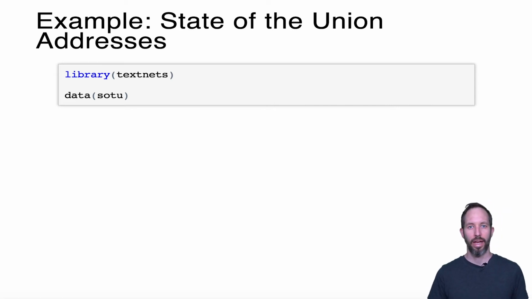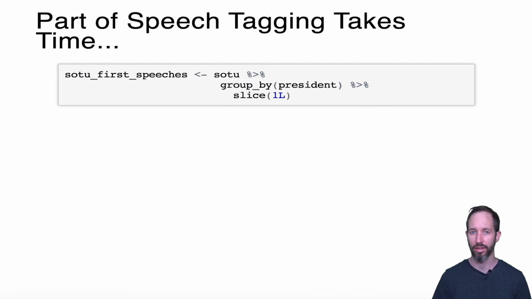So the TextNets package comes with a data set that is the State of the Union data, the same data that we were just looking at in the Rule et al. paper. So you can load the package and then load the data set using the data function. And then if you want to browse that, you could use the view function to take a look at the data. But basically, each line of the data has a president, a year, and then the full text of the speech.